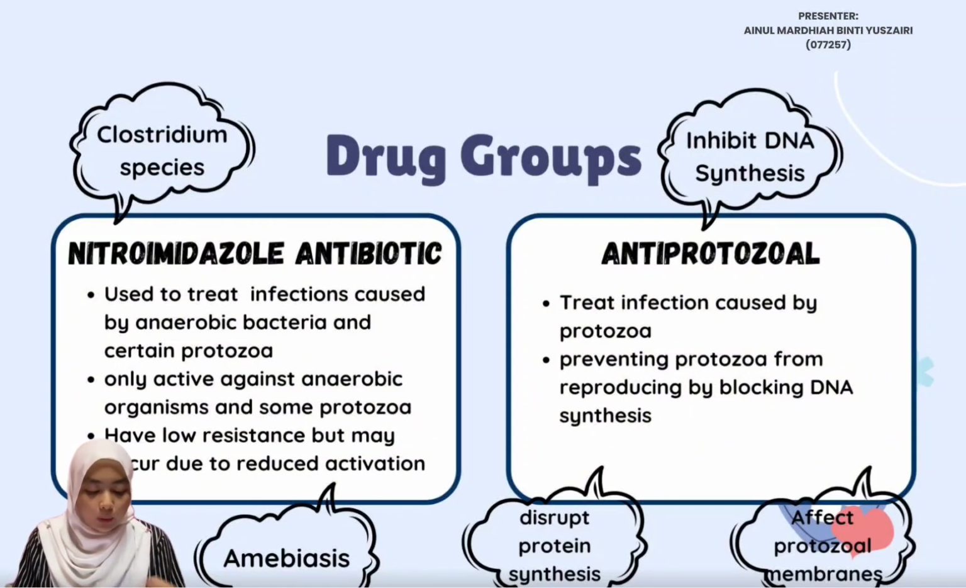Metronidazole antibiotic will only be activated against anaerobic organisms and some protozoa. It also has low resistance, but it may occur due to the reduced activation. Next, the second group is the antiprotozoal. It will treat the infection caused by protozoa, and it will prevent protozoa from reproducing by blocking the DNA synthesis.